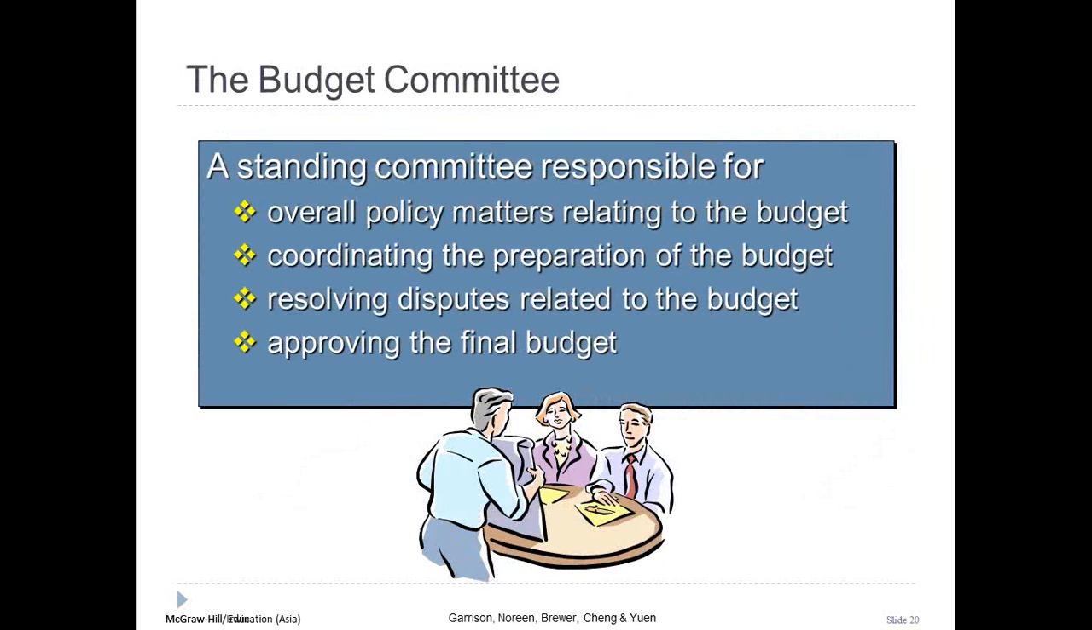A budget committee is usually responsible for overall policy relating to the budget program, for coordinating the preparation of the budget, for resolving disputes related to the budget, and for approving the final budget. This committee may consist of the president and vice presidents in charge of various functions, such as sales, production, purchasing, and the controller.